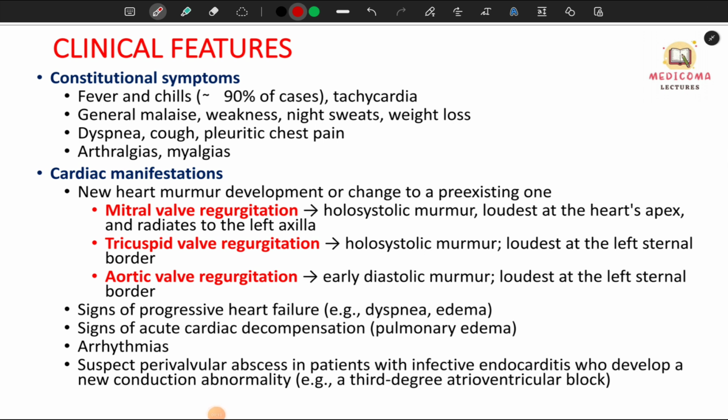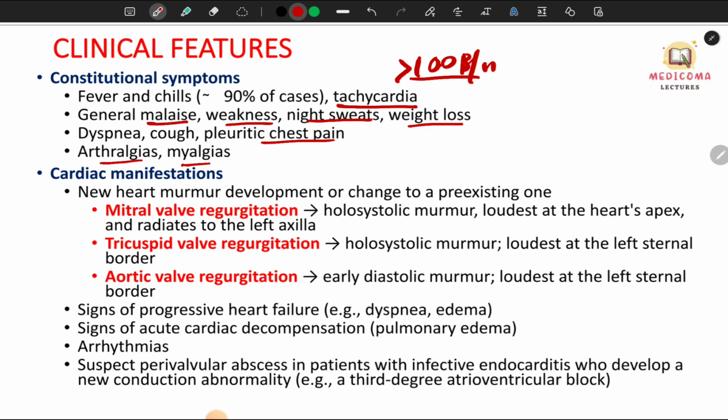First of all, there are constitutional symptoms. What are those? Fever, chills, because it's an infection. There is fever and chills in 90% of the cases, and also tachycardia. Tachycardia means a heart rate of more than 100 beats per minute. There is malaise, weakness, night sweats, and weight loss. Dyspnea, difficulty in breathing, cough, pleuritic chest pain, arthralgia, and myalgia are also present. These are the constitutional symptoms.